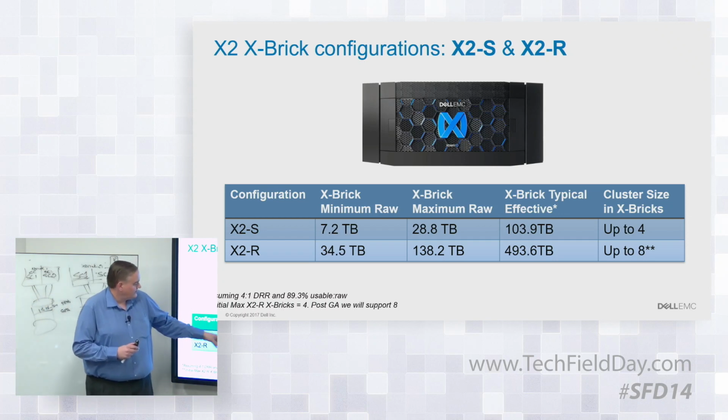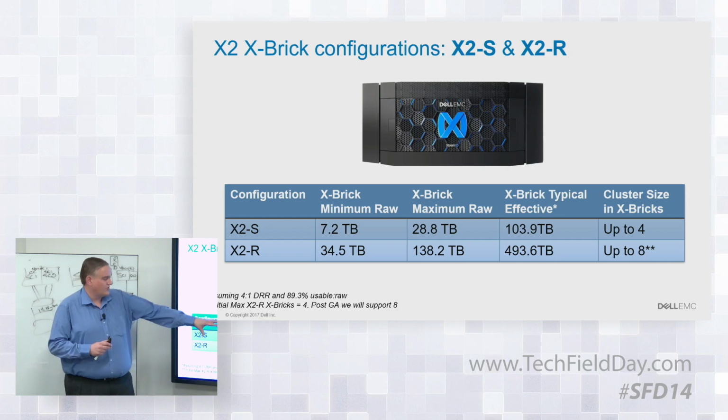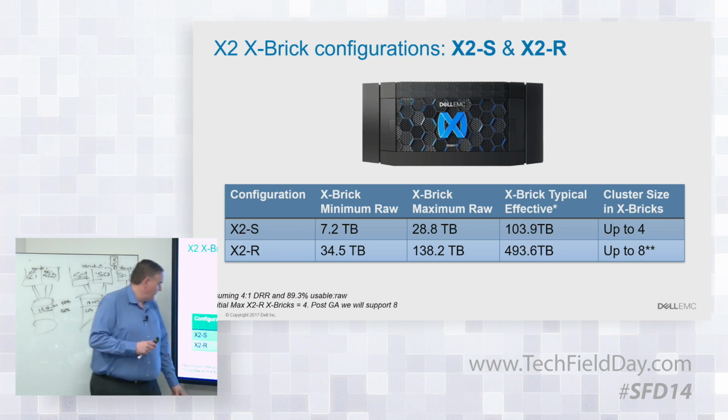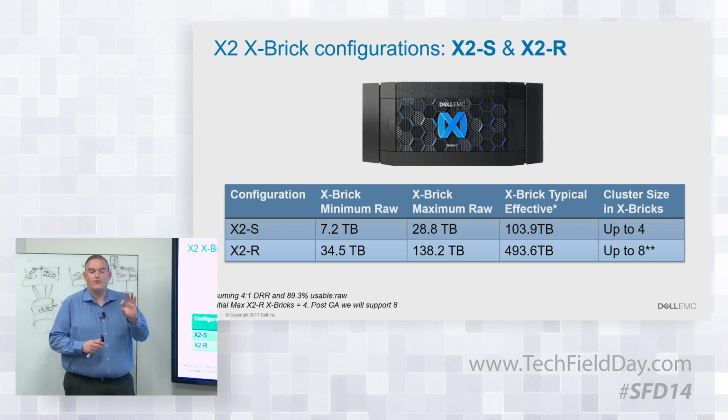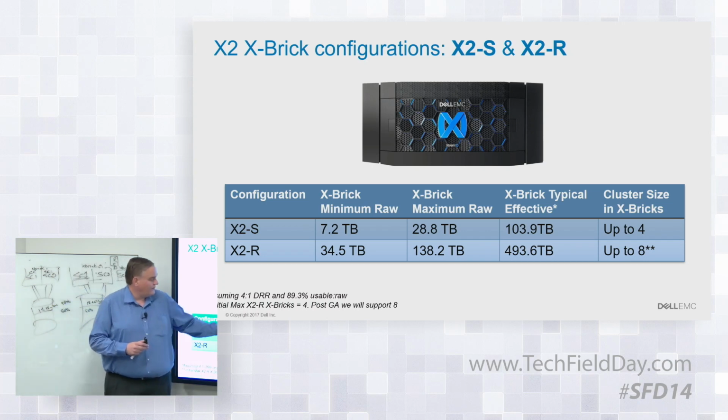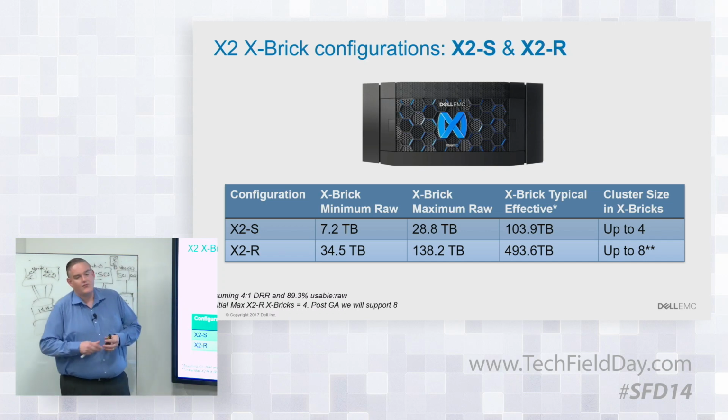Minimum raw capacity, 7.5 and 34.5. Largest capacity, 28.8 and 138. Why do I pay attention to that? Let's look at typical effective. I find typical effective is a DRR of 4:1, a reasonable number. In a full X-Brick configuration, that's 72 drives full. We're at 89.3% raw to usable. Pretty awesome.